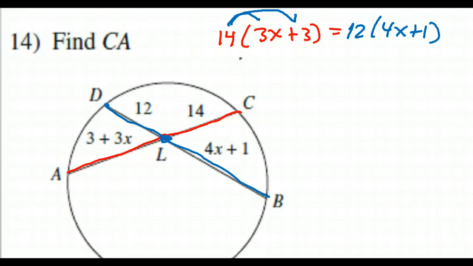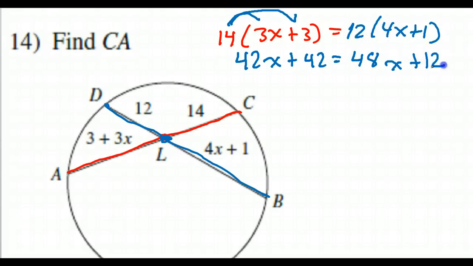14 times 3 is 42. All right, so it's 42x plus 42. 12 times 4 is 48. All right, so 48x plus 12.